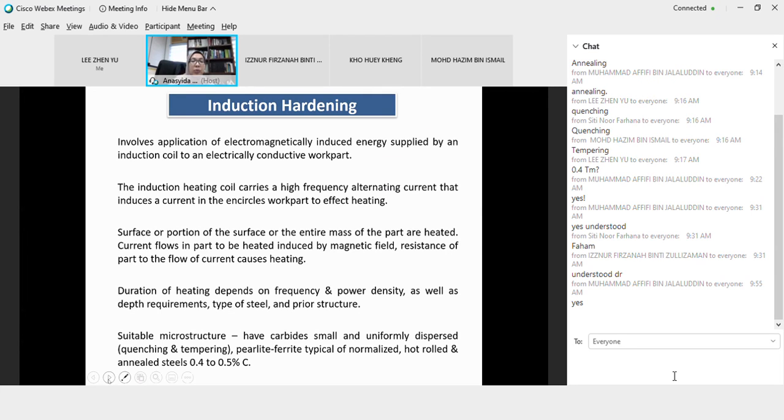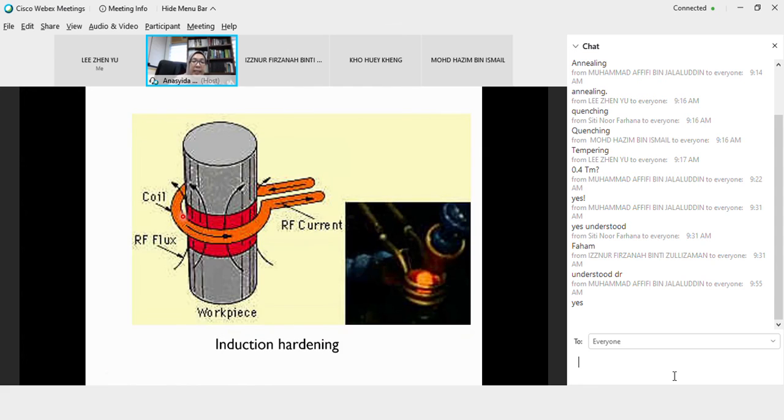The example just now, this is induction heating. It uses electromagnetic induced energy, so it will heat the sample. Very fast heating, right? So you can use it for a shaft. There's no picture, but later I will put a video so you all understand. I'll try to find a video that you can see. So it's very fast heating. It will heat the sample up to the temperature of austenite.